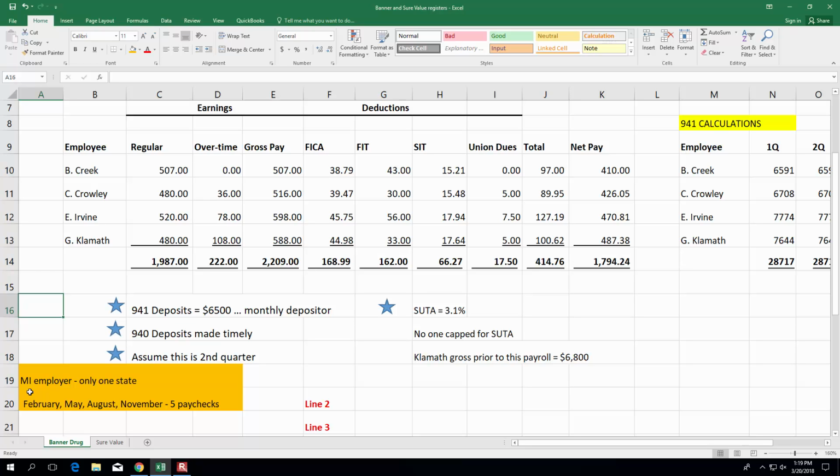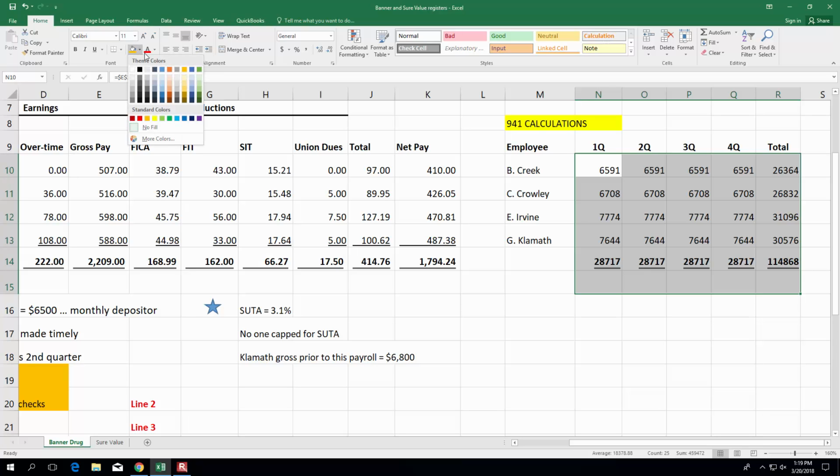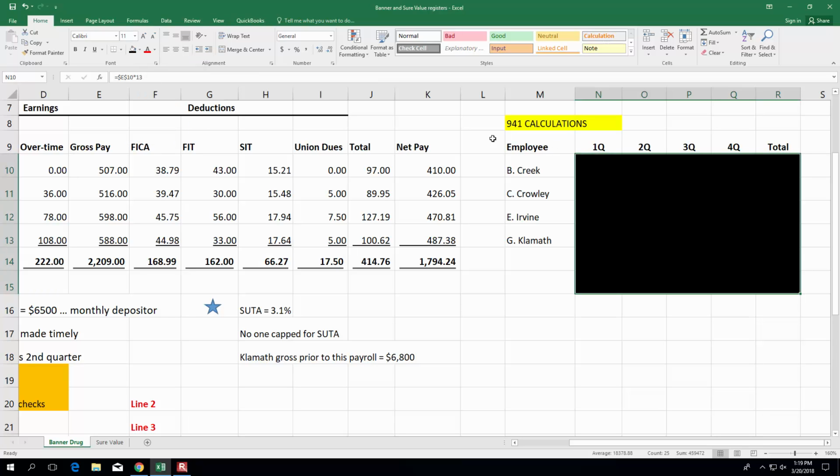So what I'd like you to do first on a piece of paper is set up a matrix that looks like this. So you're going to put the name of the employee, the 4 quarters, and the total. You're going to put the name of each employee, and then we're going to do the total gross wages.